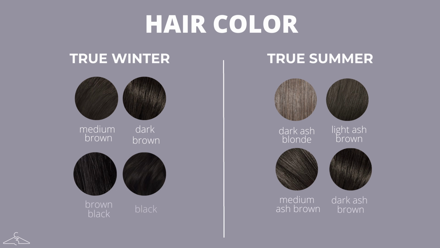So now looking here at a side-by-side comparison, the number one way to determine whether you are one season over the other is the shade you have to your hair. So winter is going to be cool, there is no ashiness to the color, it's just kind of very solid, very strong, and also you cannot be blonde if you are a true winter. On the other hand, true summer is going to have a lot of ashiness to the shades, and also there is a possibility that you could be a natural blonde as well.